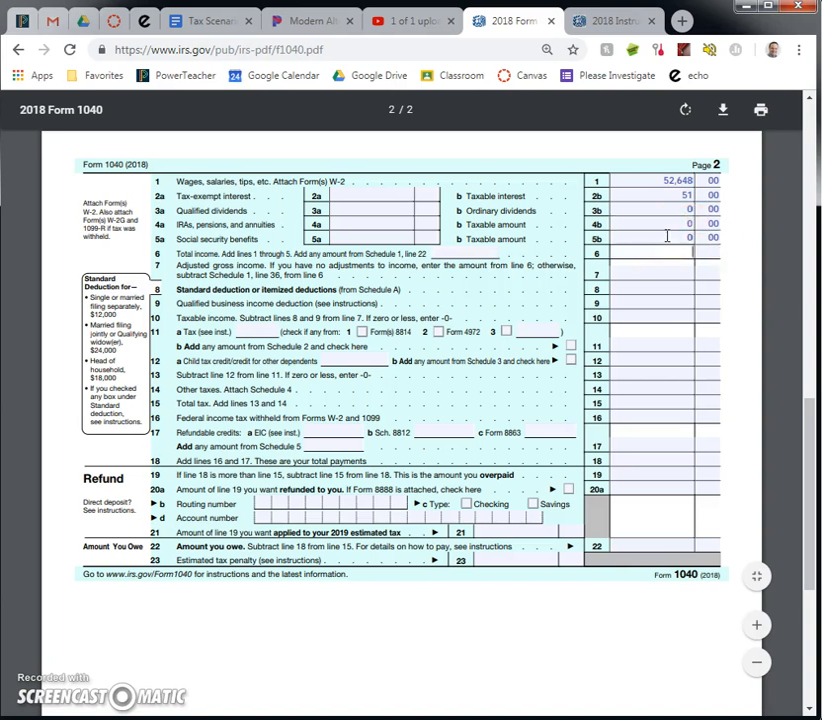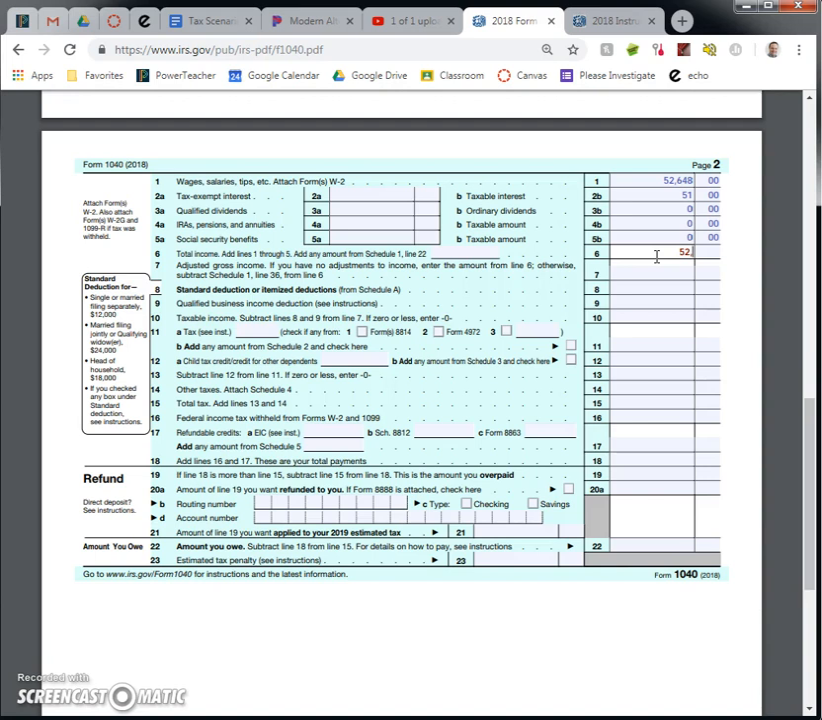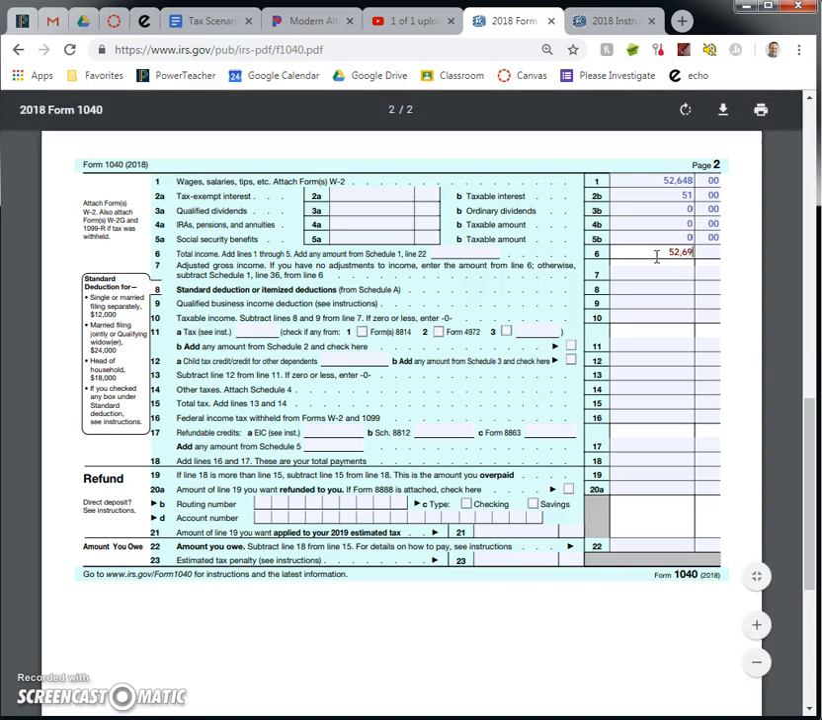Okay, so box 6 says that we need to add these 5 together. So we are going to need to add up $52,648 with $51. And if you need to break out a calculator, feel free to do that. But I am pretty sure that it is $52,699.